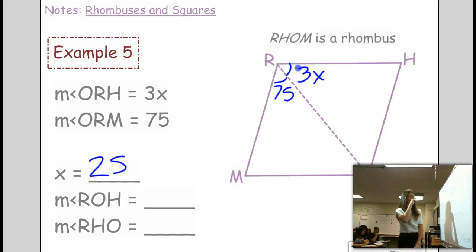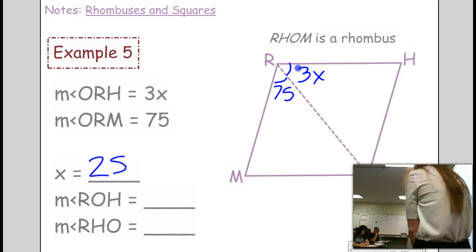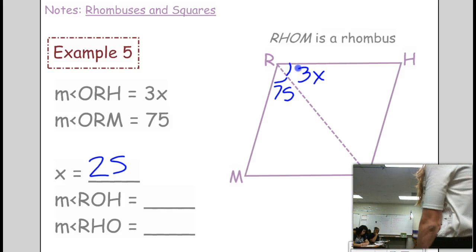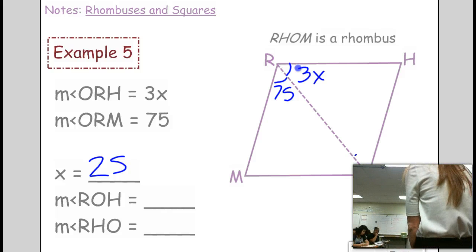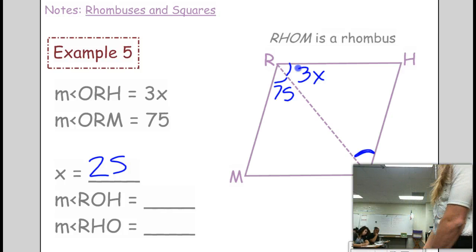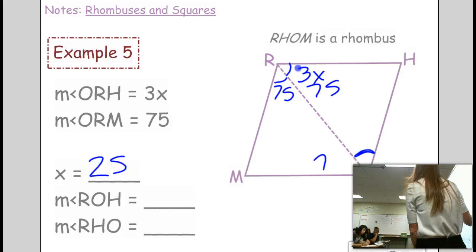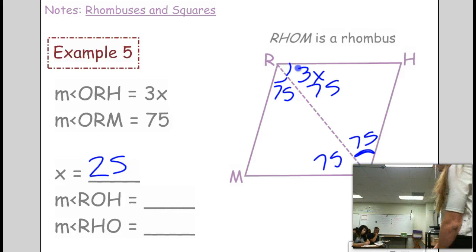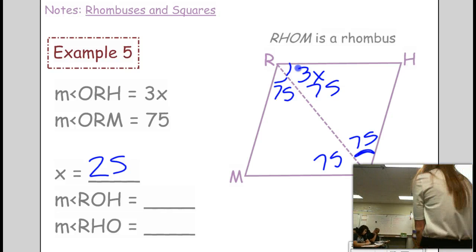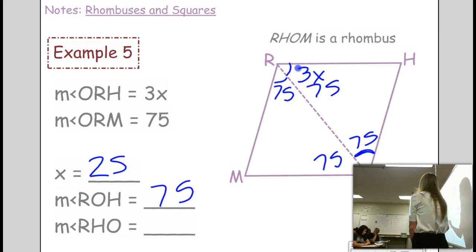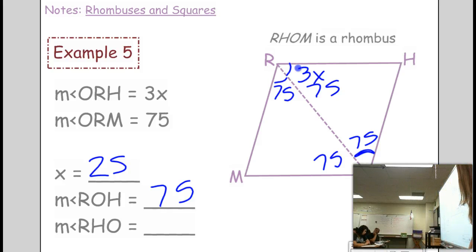25. ROH. This angle right here. Well, wait. If that angle is 75, then that angle is 75, and that angle is 75, and that angle is 75, because the opposite angles are congruent and they get cut in half. 75. 25 is x, so be careful. It's not the angle, it's x.